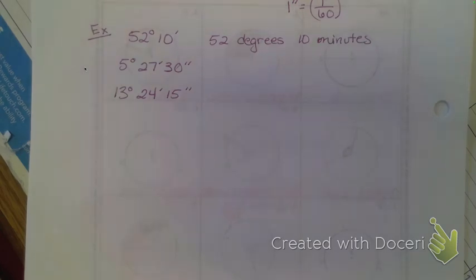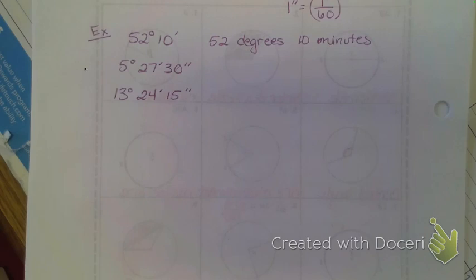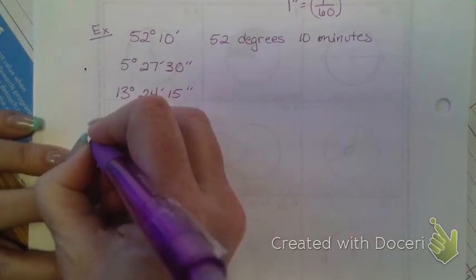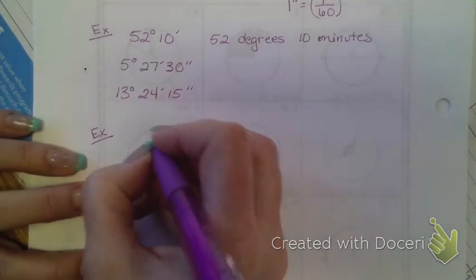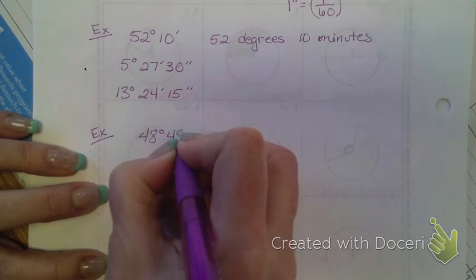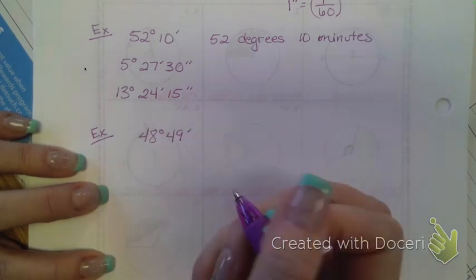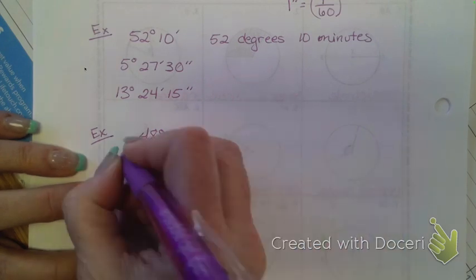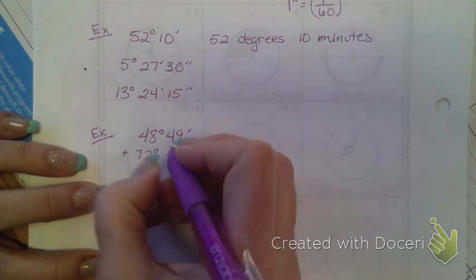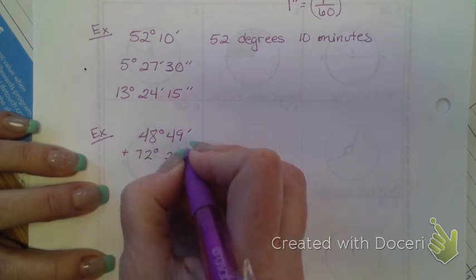So again, this section is to prep you to be able to solve application problems using degrees, minutes, seconds. So we're going to be doing some math with these. We've got 48 degrees, 49 minutes, plus 72 degrees, 26 minutes.